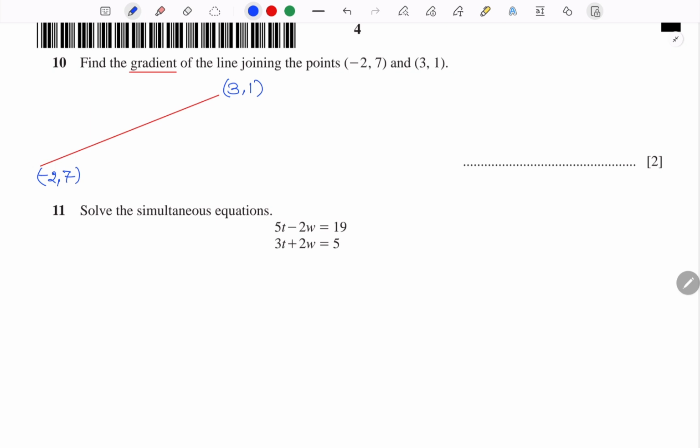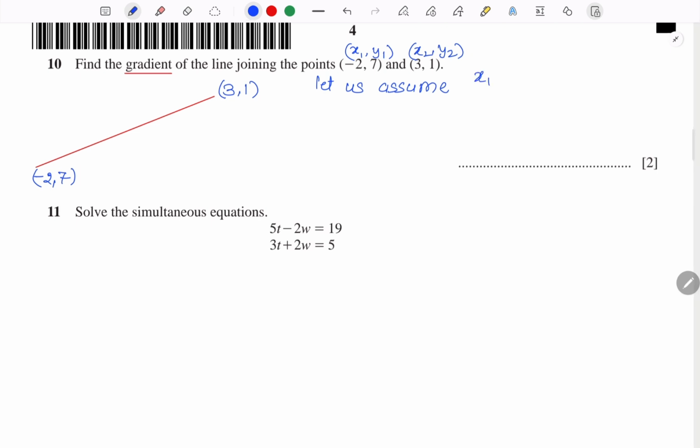So how we can find the gradient of the line? For that, let's assume few things. Let us assume that this one is x1 comma y1 and this one is x2 comma y2. So we can write that x1 is equal to -2, y1 is equal to 7, x2 is equal to 3, and y2 is equal to 1.